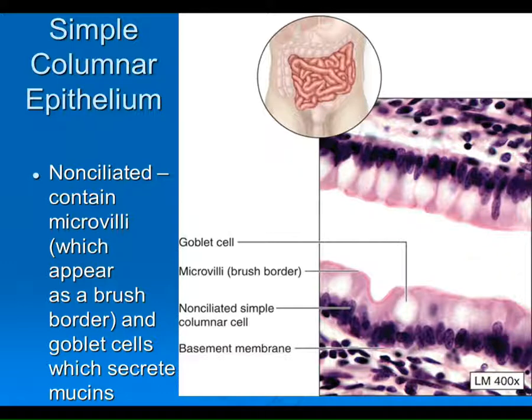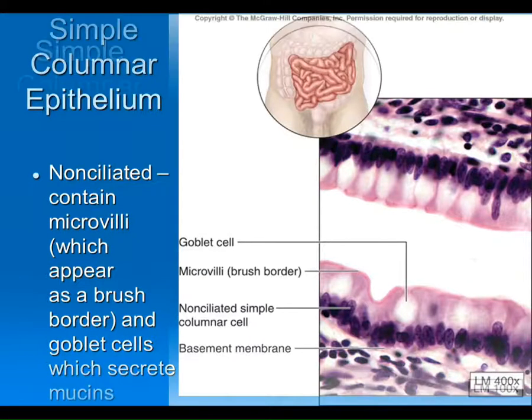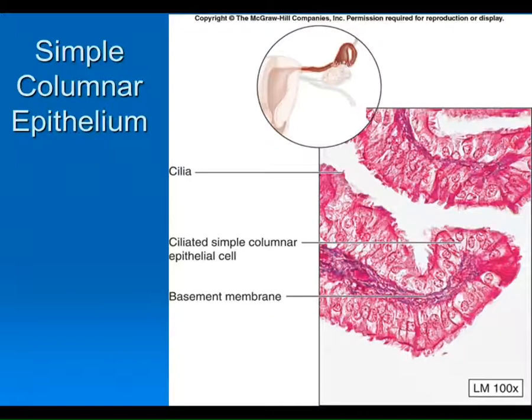I think I mentioned at the beginning of chapter 3 that no one cell is going to have both cilia and microvilli on its surface. So it's either one or the other or neither. Microvilli are there to increase surface area. Cilia are there to push things. They have a different job.